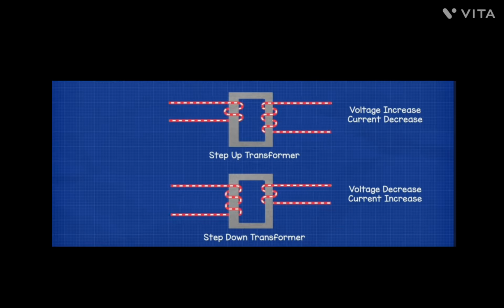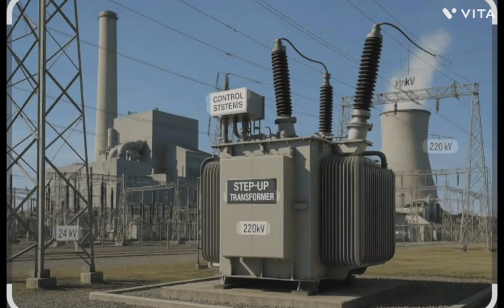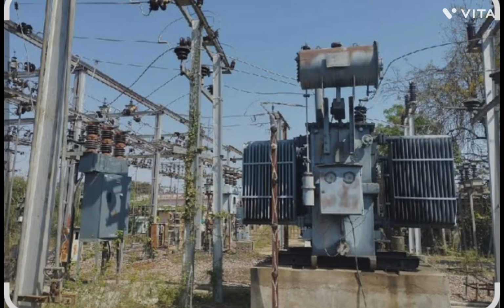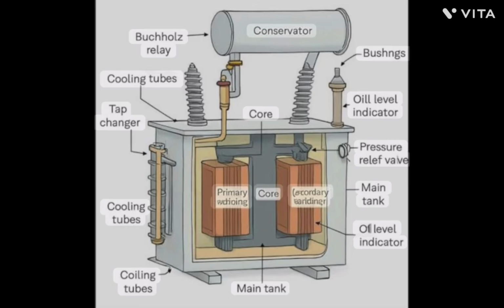Transformers are classified into two types based on the level of voltage on the primary and secondary side: step-up transformer and step-down transformer. A step-up transformer is used to raise the voltage level from a lower voltage level. A step-down transformer is used to lower the voltage level from a higher voltage level.